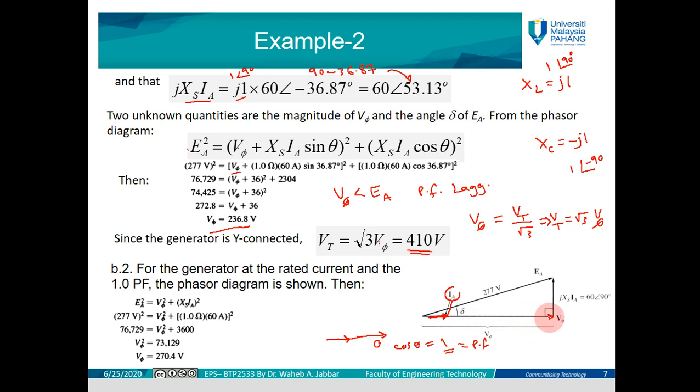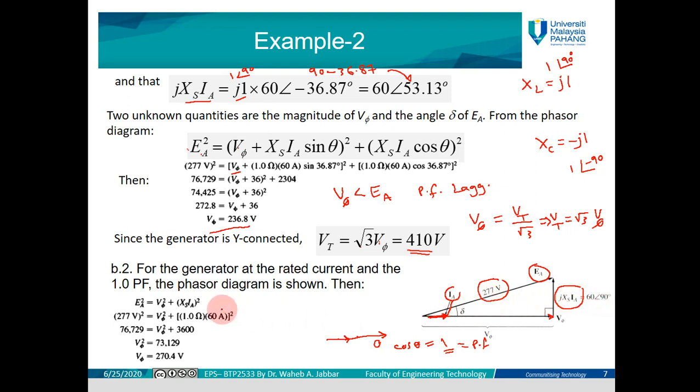So to complete the drawing, we need to draw the value of EA, which is the internal voltage of the generator. The value of EA is 277, no change, because it's constant. And we have here the voltage drop across the armature windings, which is XS IA. We call this the synchronous reactance or armature reaction. So it's the voltage drop IA XS. XS is equal to 1, IA is equal to 60 for full load. So it will be 1 times 60 with the angle of 90 degrees here.